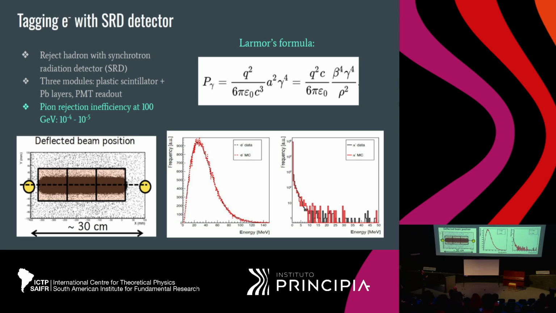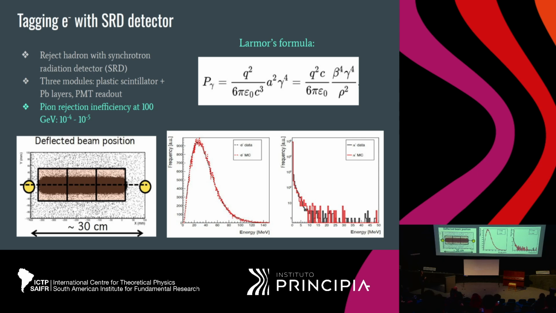Since there is a magnet and the electrons are bent to measure their momentum, they emit some synchrotron radiation, which is emitted according to the Larmor formula, depending on the radius of their trajectory, but most of all depending on their gamma to the fourth power. This obviously means that at the same energy, an electron will emit much more synchrotron radiation with respect to a hadron. If you detect these photons, you can distinguish between the two kinds of particles.